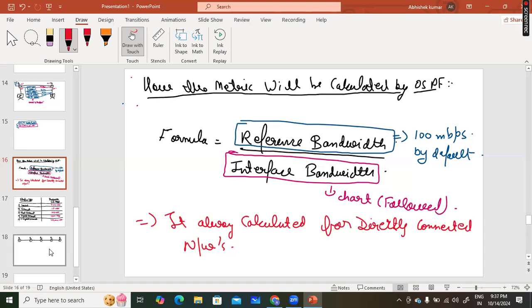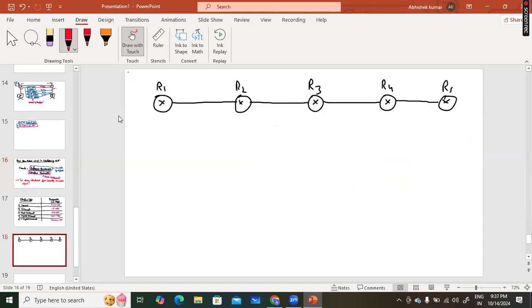Now, just try to understand. We have some interfaces such as FA, serial, Ethernet, gigabit, Ethernet, serial, FA, like this. Okay.